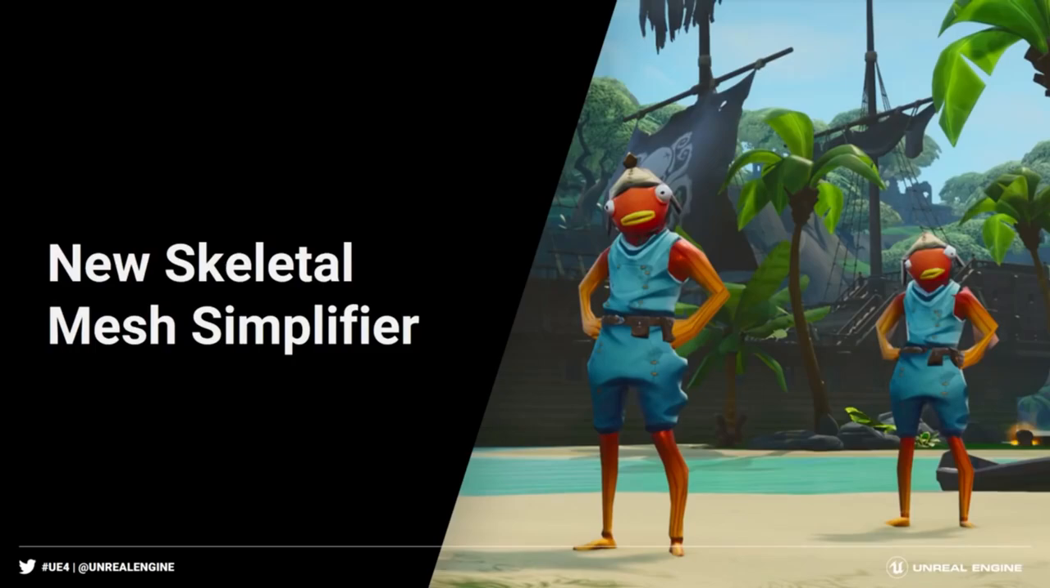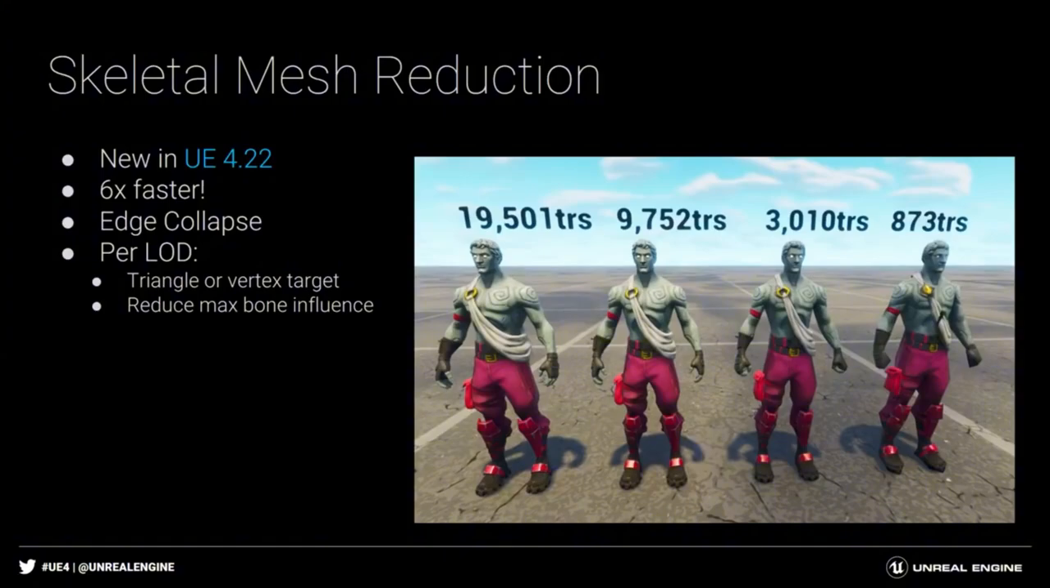And that brings me to the skeletal mesh reduction. In 4.22, we now have the ability to do skeletal mesh reduction as well. We already had static mesh reduction and proxy LOD, but we now also have the capability to reduce your skeletal meshes. And it's actually 6 times faster than our previous solution, while still using an edge collapse algorithm. On a per LOD basis, you can set the target for the number of triangles or the number of vertices you want to end up with. In addition, you can also reduce the number of influences per vertex according to the number of bones you want to be able to influence them.